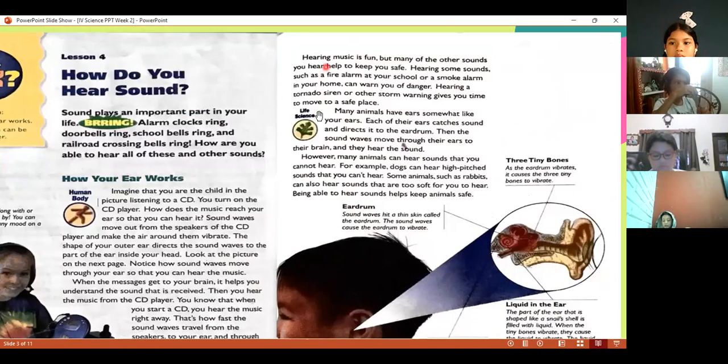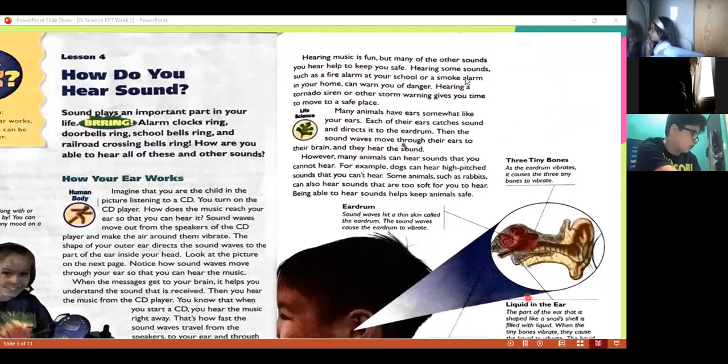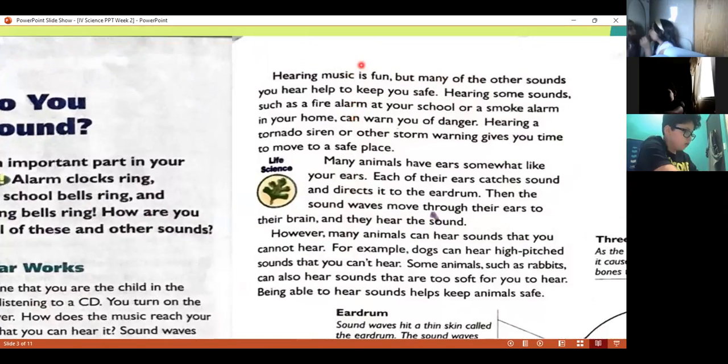Now, let's go to the next part here. It continues here, more information. Continue with the next paragraph. It's going to be Santiago Hernandez. Read the next paragraph, this one. Hearing music.